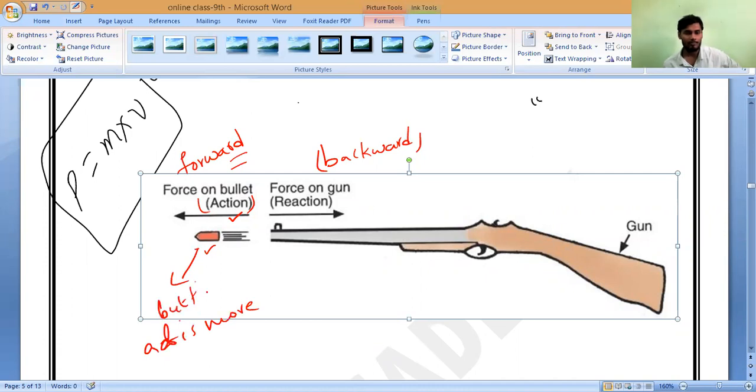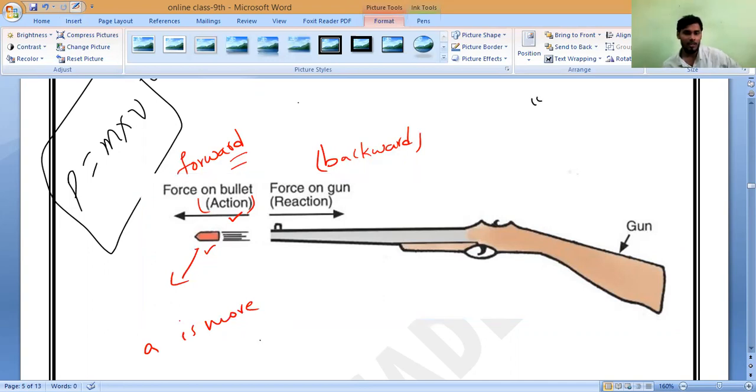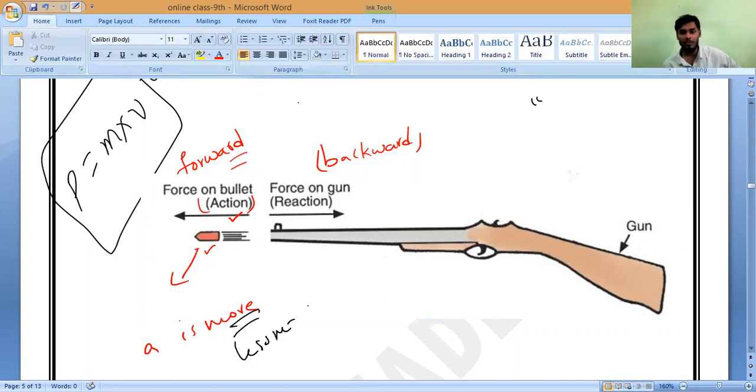Because of its less mass. The acceleration is very high because of less mass, so it can travel a very long distance. Is it yes or no? So acceleration is greater because of less mass, and the gun will move a very small distance as a jerk. Is it yes or no? The gun's mass is greater, so its acceleration is less.